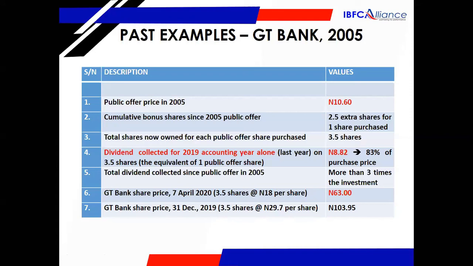What was the dividend per share? Dividend per share was 8.82 kobo net of all taxes. Let me complete that. Gross of taxes, the dividend per share was 9.8 kobo. Wow. So basically, you were paid back almost what you bought the share at. Exactly. And that was just last year alone.